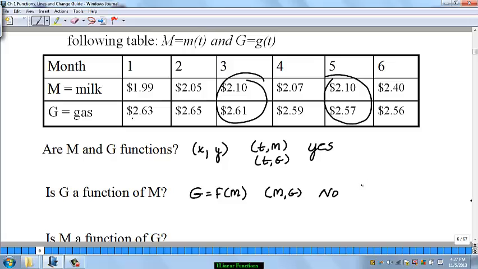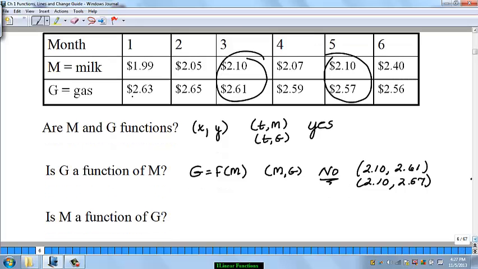This is not a function because I have this. That's one point, and the other point is here. See how my x's are the same? They can't be. You can't have two different y's for the same x, so this is no.